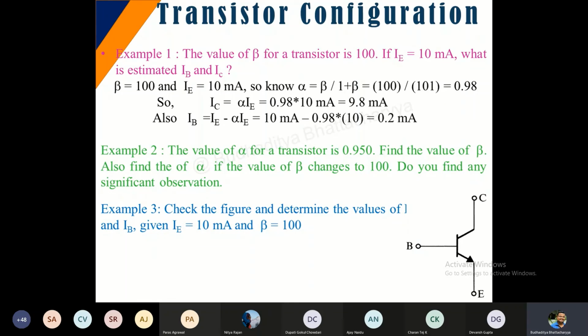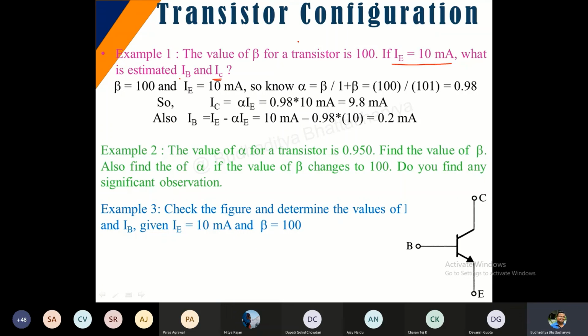You can actually see one of these questions, because we'll wind up the session and see how things go. Okay, now it's almost 2:40. So the question is something like this: the value of beta for a transistor is 100. Okay, the value of beta is 100. Now IE is given as 10 milliamps. So the emitter current is given. What are the estimated IB and IC?